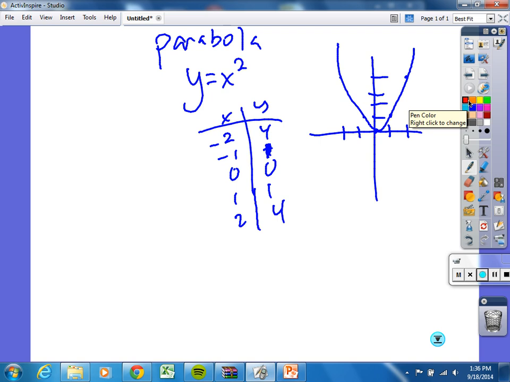Okay, decreasing means as I move left to right, what's happening to my y value? They're going down. They're lower than the one previously, right? Does that make sense to everyone? So this part is decreasing. Do you agree with that? What does increasing mean? As you move left to right, your y value is larger than the previous one. That part is increasing, isn't it?